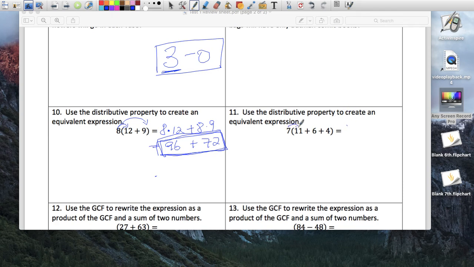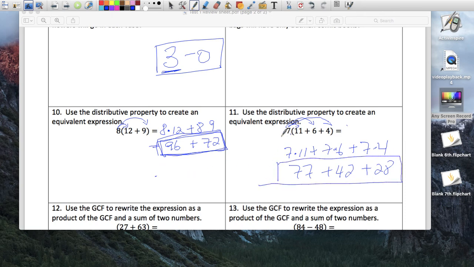So 7 times 11, I'll write it right here, plus 7 times 6, plus 7 times 28, and nope, not 28, 7 times 4. 77, plus 42, plus 28. Okay, so again, that's what I want. So this expression and this expression on top, they're equivalent because they mean the same thing.